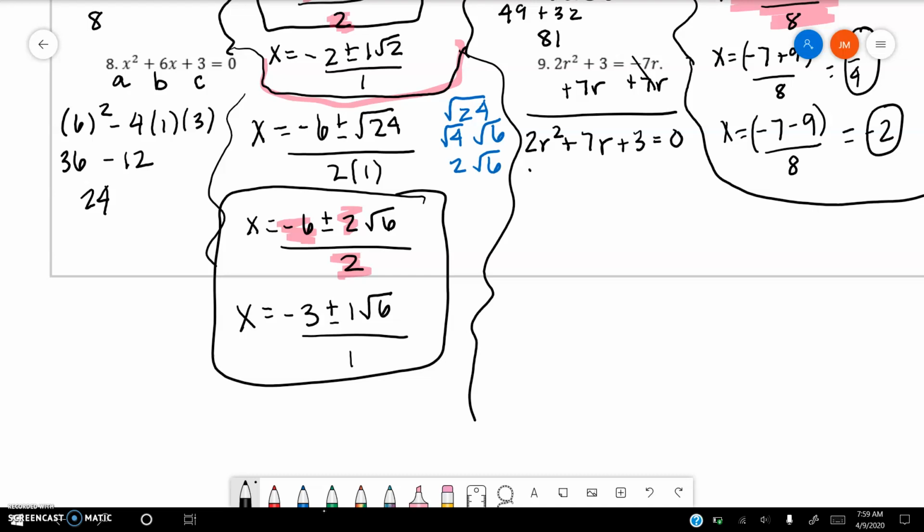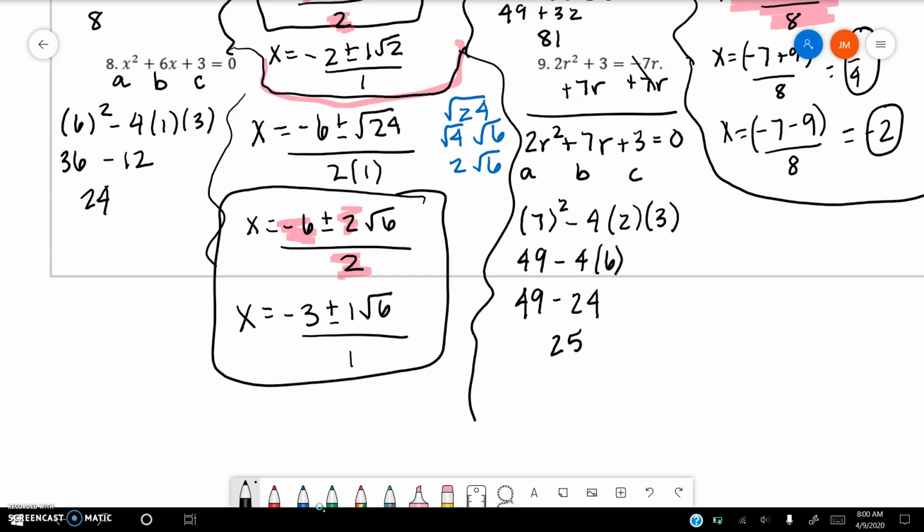And now you have a, b, and c. So you'll do your discriminant, b squared minus 4 times a times c. So we have 49 minus 4 times 6. So 49 minus 24, and that is going to give us 25. So then when you plug into the quadratic formula, you should have x equals -7 plus and minus the square root of 25 all over 2 times a.